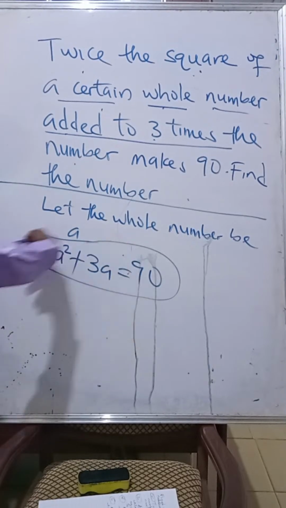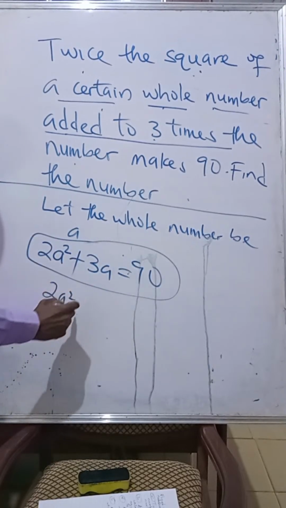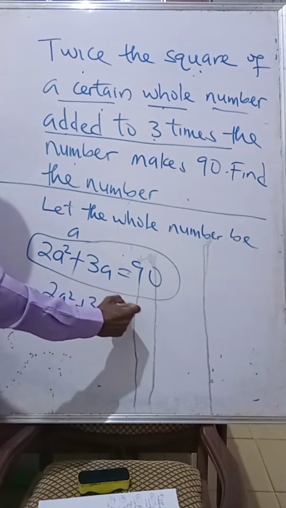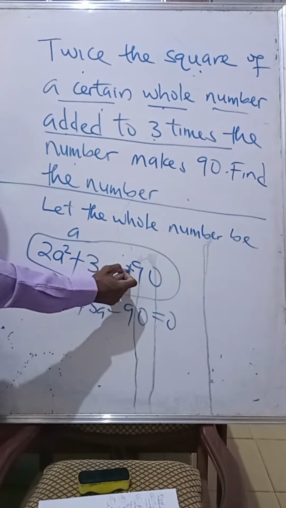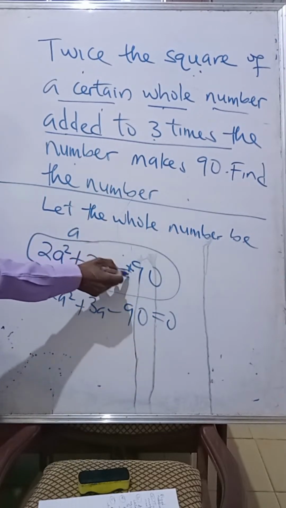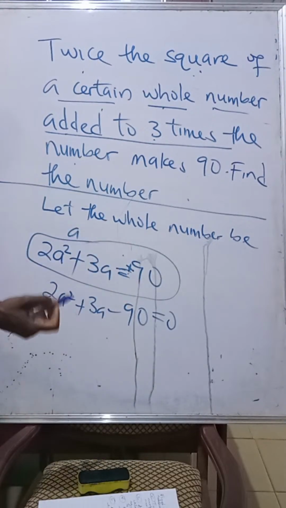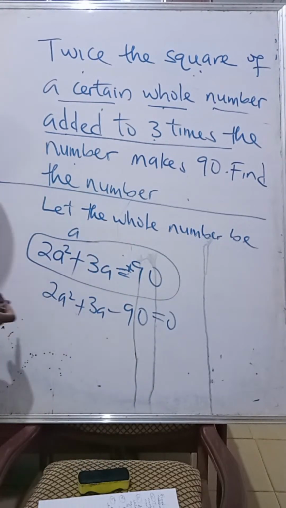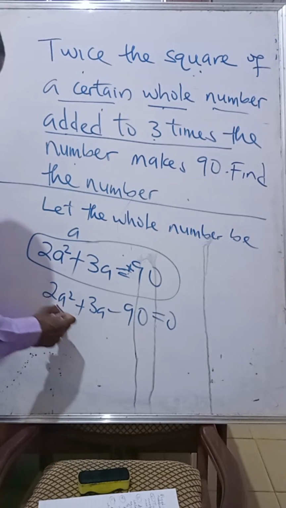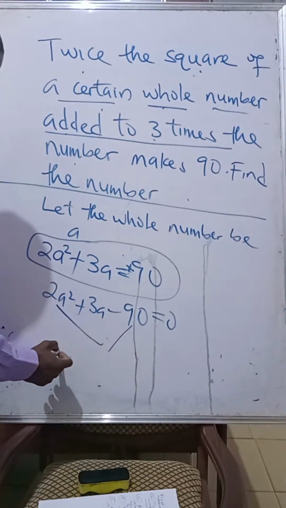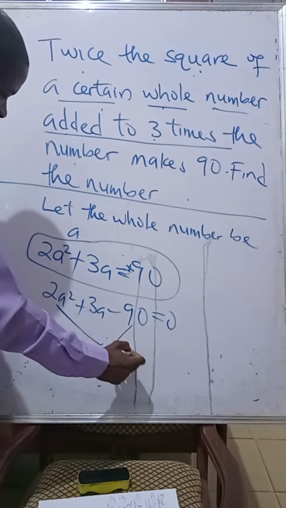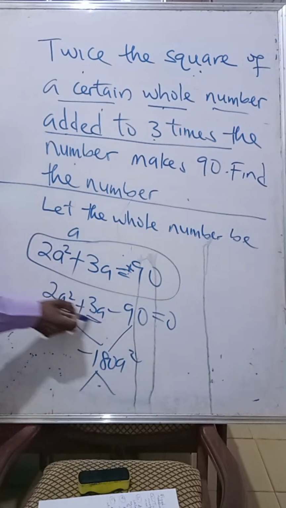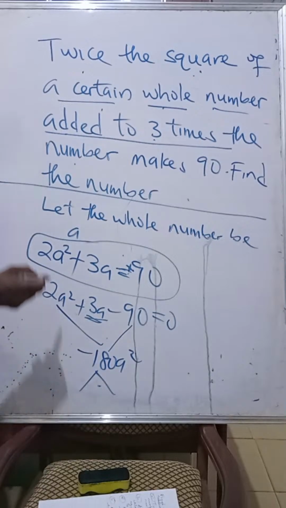We can move this 90 to the left side, and that'll be 2A squared plus 3A minus 90 equal to 0. This is plus 90, so when a plus moves over an equal sign, the sign reverses itself. So then what we need to do now is factorize the expression. That's minus 180A squared. So we need two factors of 180 that can generate 3. So let me check that.